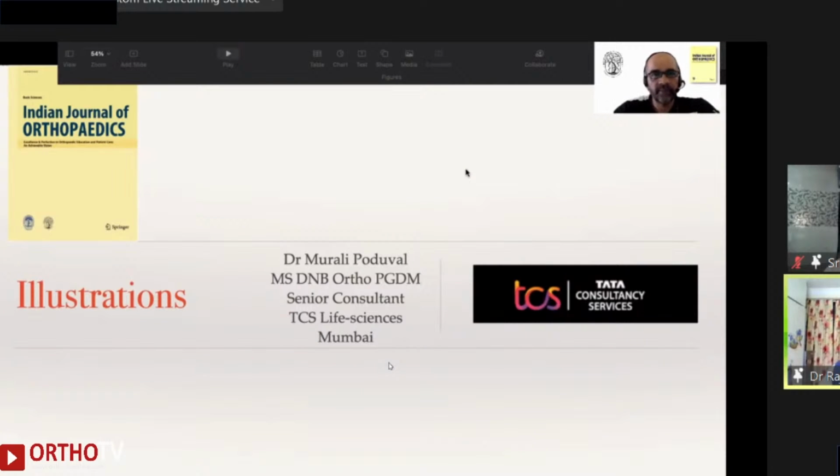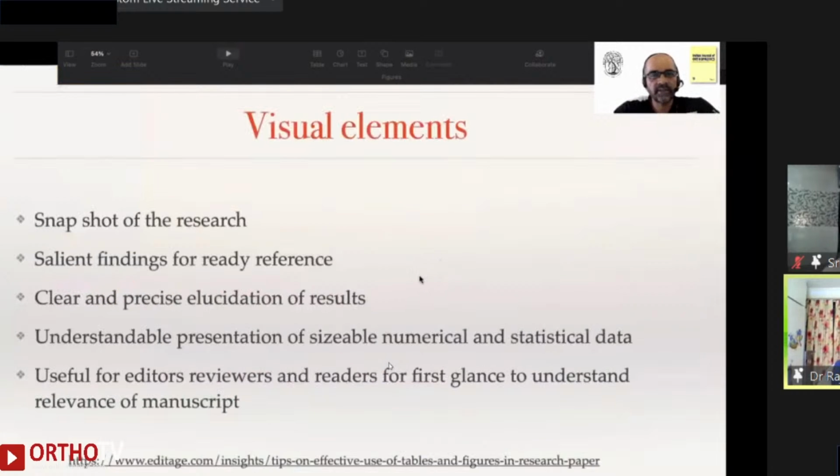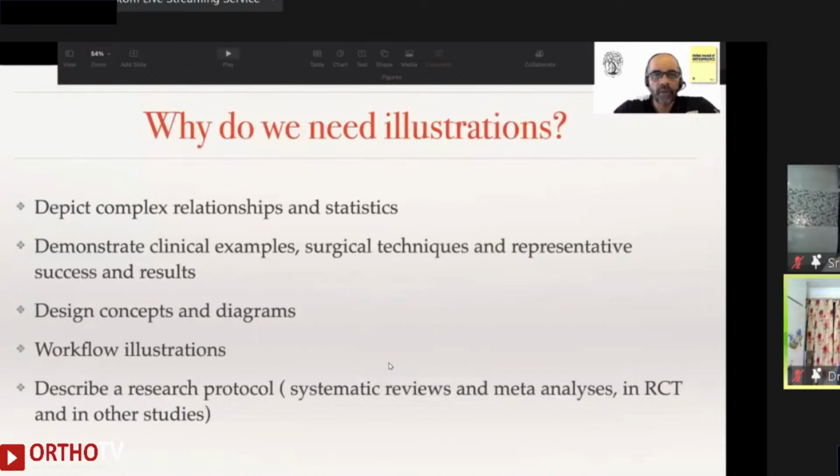I'll be speaking to you about illustrations, or the visual elements of your display in your paper. These visual elements are a snapshot of the research that you are presenting. They present the salient findings for ready reference. They are a clear and precise elucidation of your results, and an understandable presentation of sizable numerical and statistical data which you may not be able to represent so well in the text, and they help to complement the text. It's an extremely useful tool for editors, reviewers, and readers, at first glance, to understand the relevance of the manuscript and of your research.